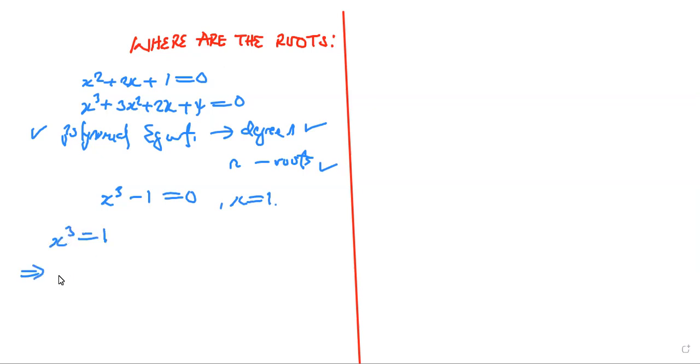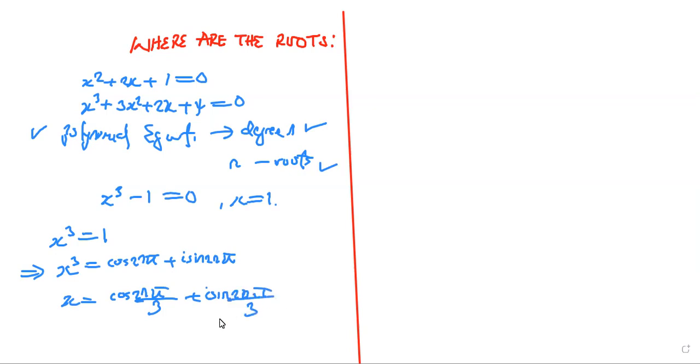This means that x cubed is equal to cosine of 2n pi plus i sine of 2n pi, which is equal to 1, because cosine of 2n pi is 1 and i sine of 2n pi is 0. So this is the trick. Then what we'll do next is to use De Moivre's formula. This means that x will be cosine of 2n pi over 3 plus i sine of 2n pi over 3 as well. This is how we do it.